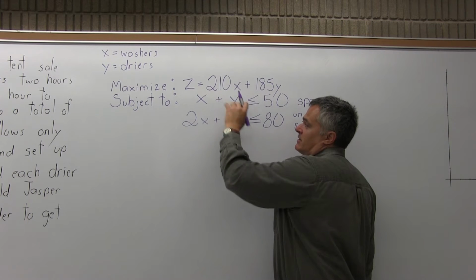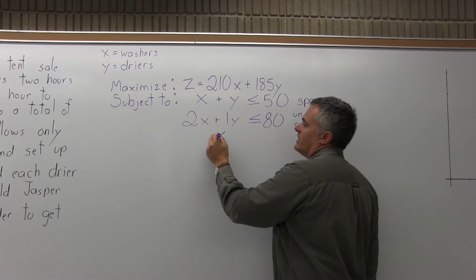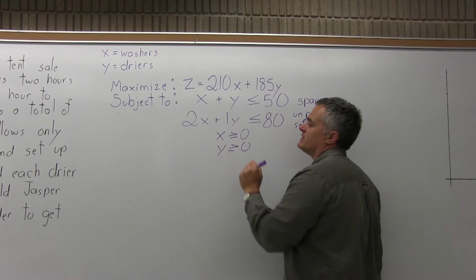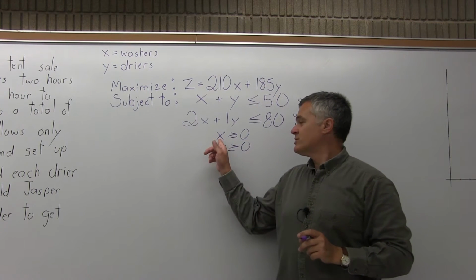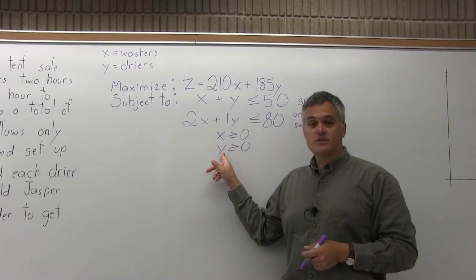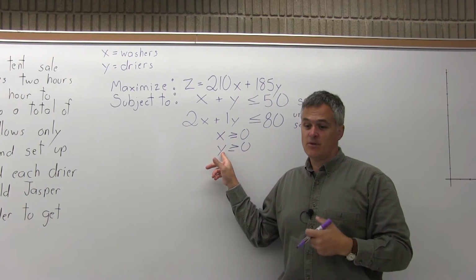I've set up my constraints. Step 4 is for each variable used in the problem, you must specifically mention that it is greater than or equal to 0. So the number of washers you put out in the tent can be as small as 0 or bigger. The number of dryers you set up in the tent has to be 0 or bigger.